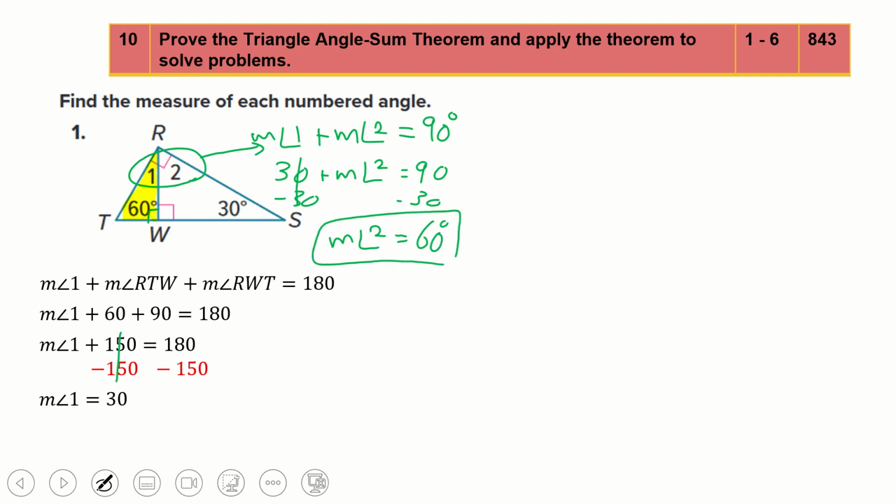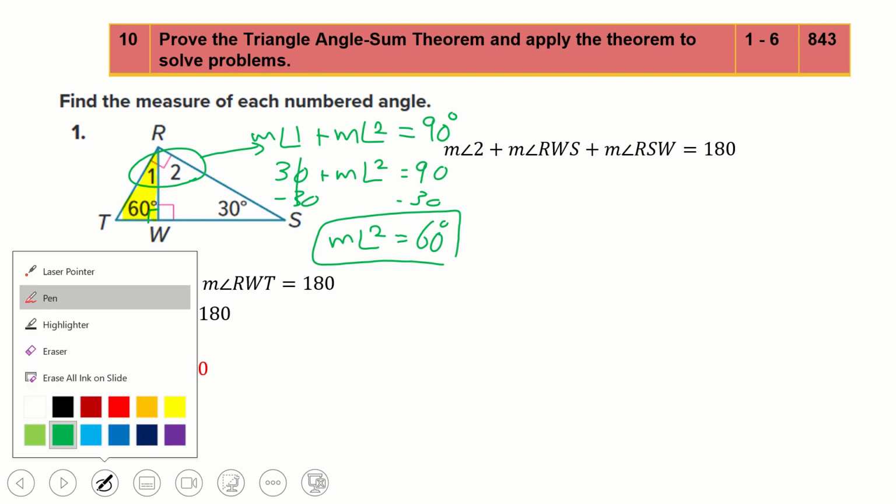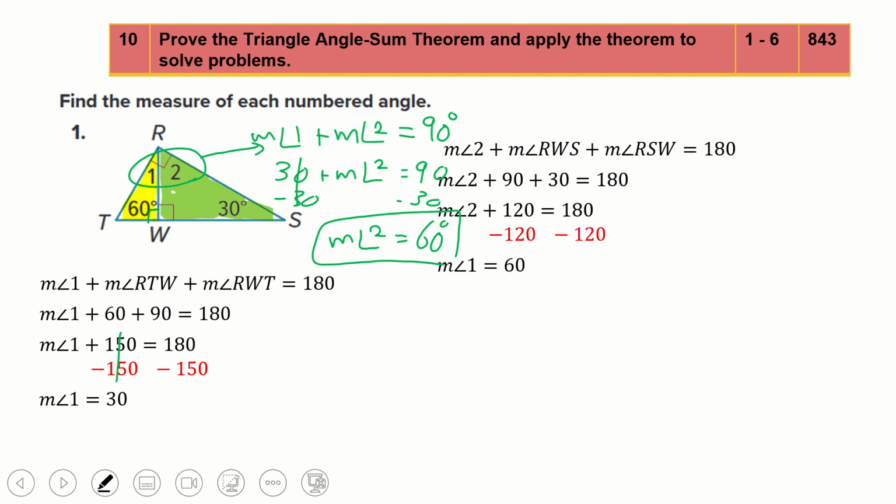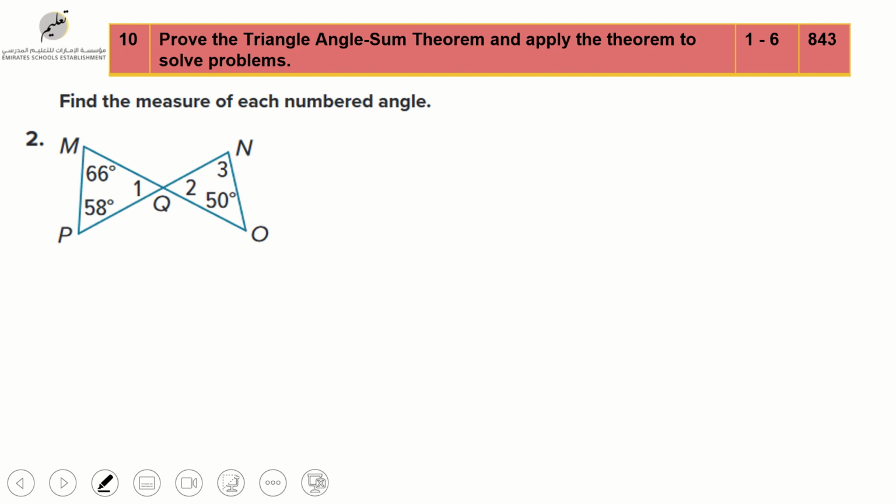Or you can highlight the other triangle and say that they add up to 180. This triangle is another way to find the measure of angle 2. 90 plus 30 plus the measure of angle 2 is 180. You can get the same answer. So if we highlight this triangle, the three angles add up to 180. Two known and one unknown, we can find it.